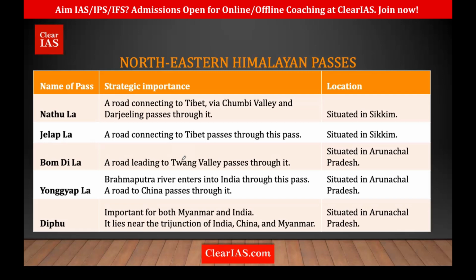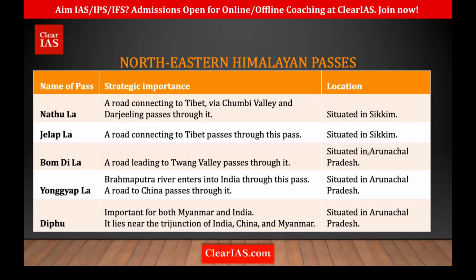Nathula and Jelepla. We saw these in the current affairs session in the last session. So Nathula is a road connecting toward Tibet via the Chumbi Valley in Darjeeling. There's Chumbi Valley and near that we have Nathula. It is in Sikkim. And Jelepla is below Nathula. It is a road connecting to the Tibetan pass. It is connected to Tibet. It is also in Sikkim.